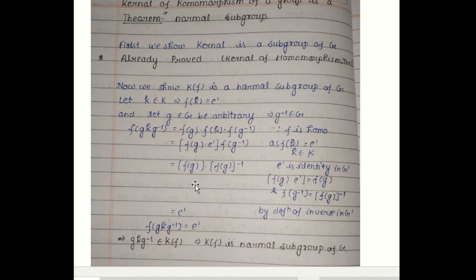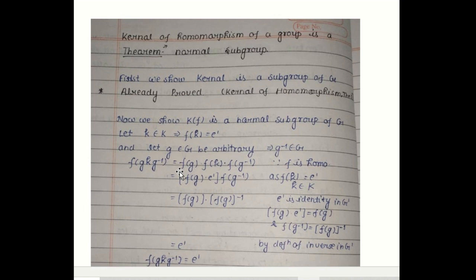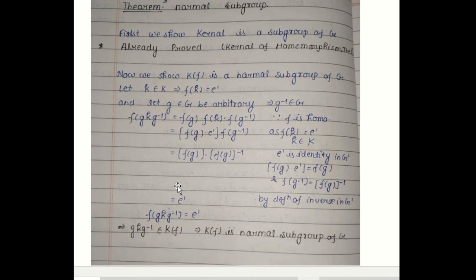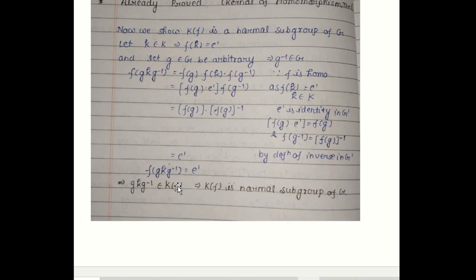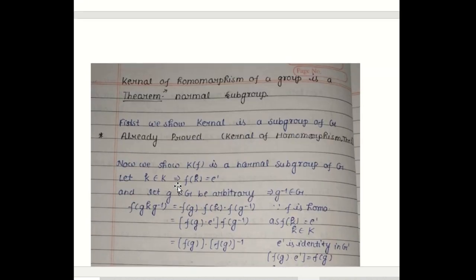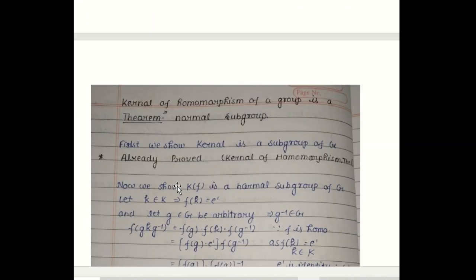We have already defined the kernel of a homomorphism. You know a homomorphism is a mapping where the composition between the two groups is preserved. And the kernel is what? The set of all those elements of the domain group which are mapped onto the identity element of the range. That set is called the kernel of the homomorphism. So we are going to show that the kernel of a homomorphism is a normal subgroup.